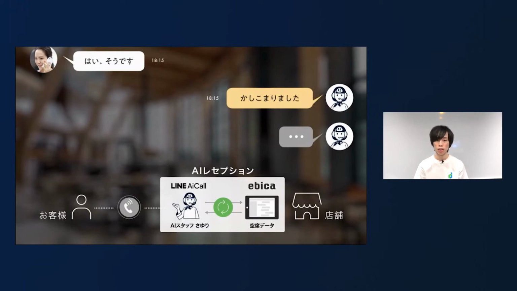So this is the telephone answering service that was realized jointly with Ebisol. It showed our TTS technology being used in a service.